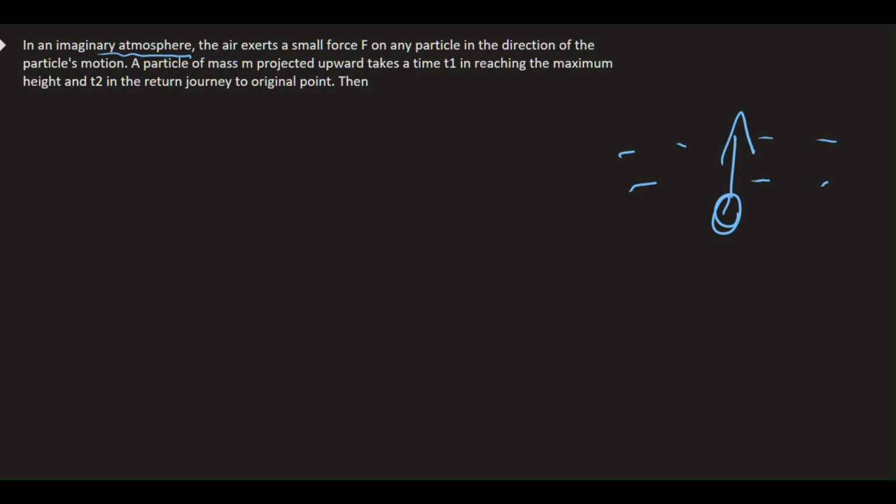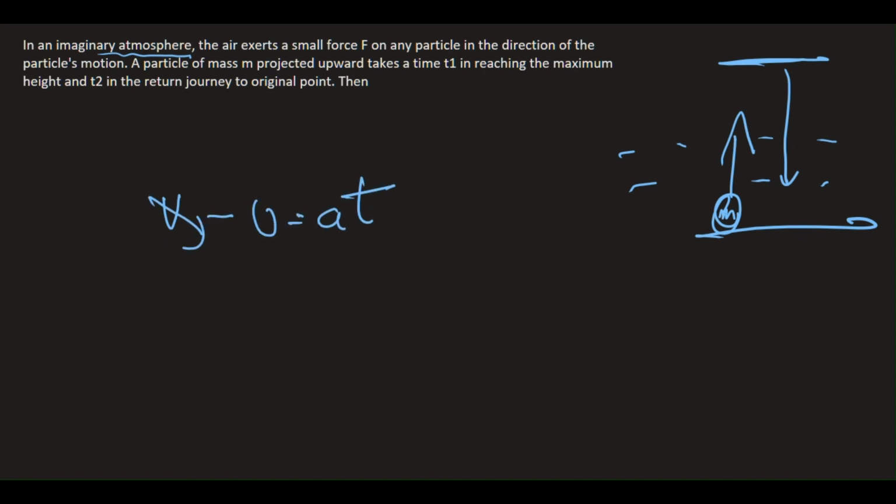A particle of mass m is projected upward, takes a time t1 in reaching the maximum height, and t2 in returning to the original point, right? So for solving this, we will have to make two equations. First, it is going upward. So final velocity is 0. V minus u is equal to at is the equation, right?